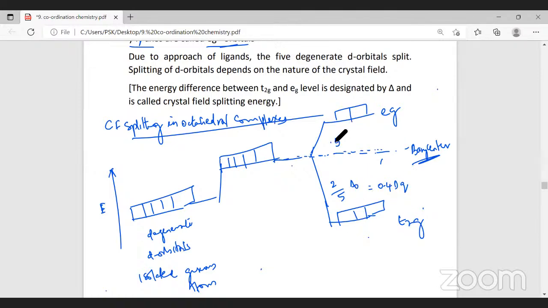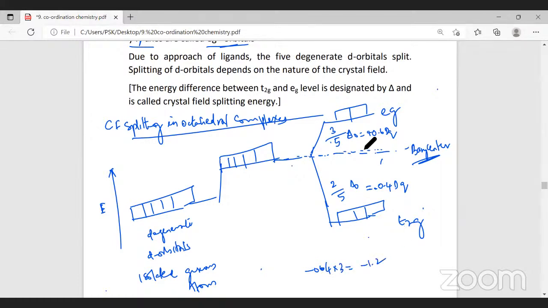Now, totally we have 5 orbitals. Out of the 5, 3 are in T2G and 2 are in EG. So the EG orbitals are plus 0.6 delta naught, and the T2G orbitals are minus 0.4 delta naught. Why is it minus 0.4? There's a decrease in energy. Therefore, it is minus 0.4 into 3.